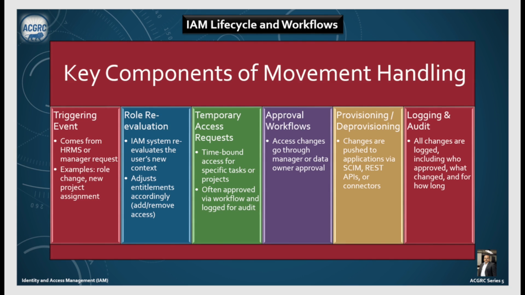Next component is approval workflow, wherein access changes go through manager or data owner approval. Next is provisioning or deprovisioning, wherein changes are pushed to applications via SCIM or REST APIs or connectors. Logging and audit: all changes are logged, including who approved, what changed, and for how long. Hope this top view of the key components of movement handling is understood. It might look simple when we just speak about movement handling, but when you understand it in detail, there are various aspects, in this case, 6.